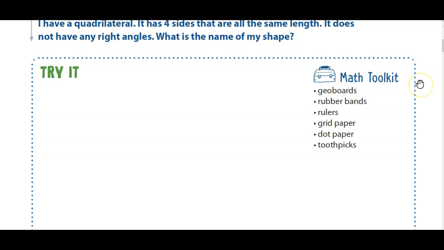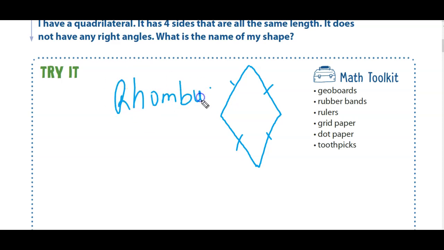So it has four sides that are all the same length, but it doesn't have any right angles. It looks something like this. Obviously, mine's not going to be perfect, but these are not right angles. It's called a rhombus. Kind of more like that, but each one of these sides is the same length. It's called a rhombus. Hopefully I can spell it right. Rhombus.